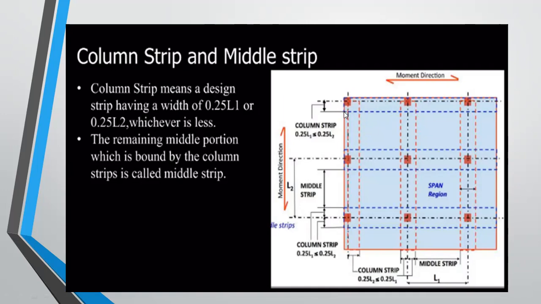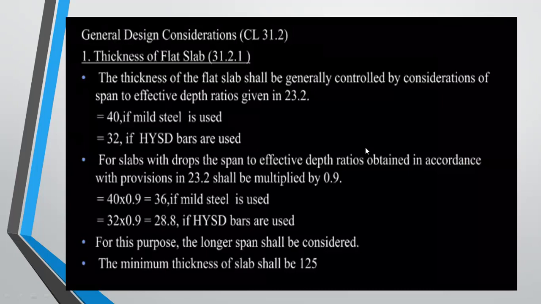Okay, so the area around the column we call the column strip, and the left out area between two columns we call the middle strip. In the column strip, the width is considered to be 0.25 L1 or 0.25 L2, whichever is less. And the remaining portion which is bounded by the column strip is called the middle strip. Is it clear? So this is given in your IS 456 codal provision, clause number 31.2.